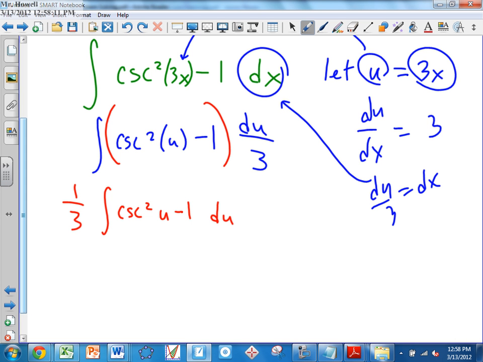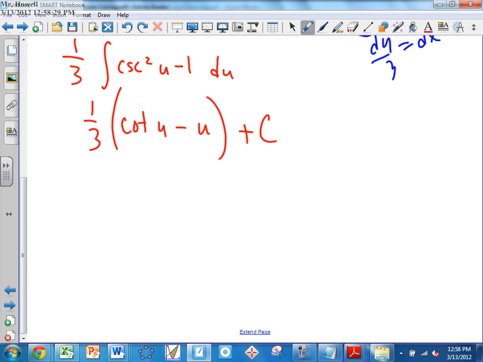Integral of cosecant squared u, we said, is cotan. So this just becomes cotan u. Integral of 1 is just going to be u. And this is going to be a 1/3 plus c. Remember, I don't care about the 1/3 being multiplied by the c. But now the last step is to plug back in for u. What was u defined as?